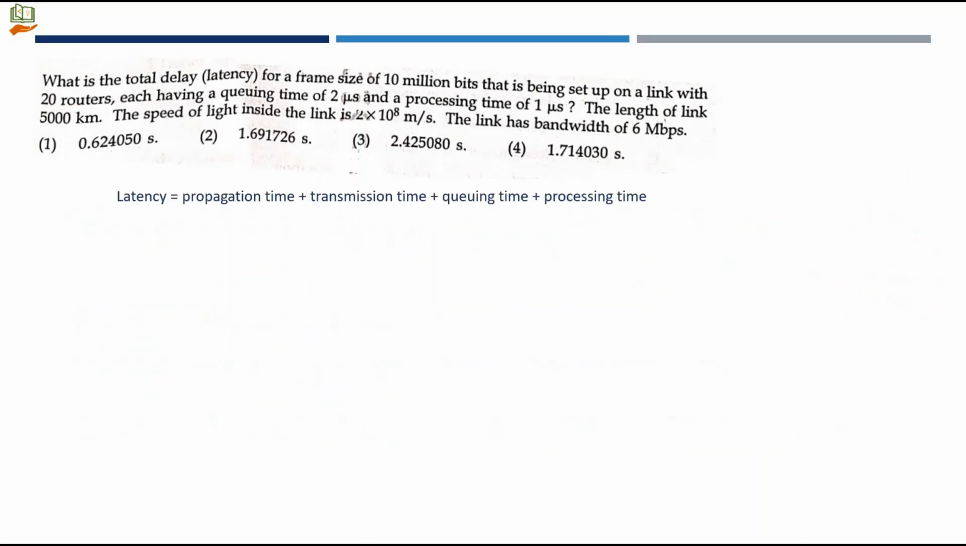Now let's get into the calculation part. So we are going to take the given values from the question for every time. First we will start with propagation time. It is distance by propagation speed. What are the values we can pick from the question? Distance is equal to 5000 kilometer and propagation speed is 2 into 10 to the power 8 meter per second. The length of the link is actually the distance. The speed of the light is actually the propagation speed.